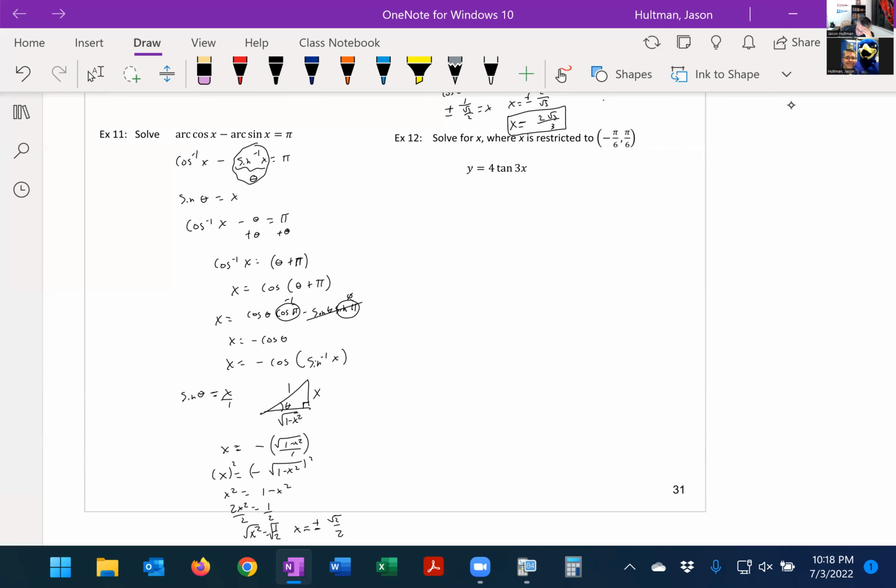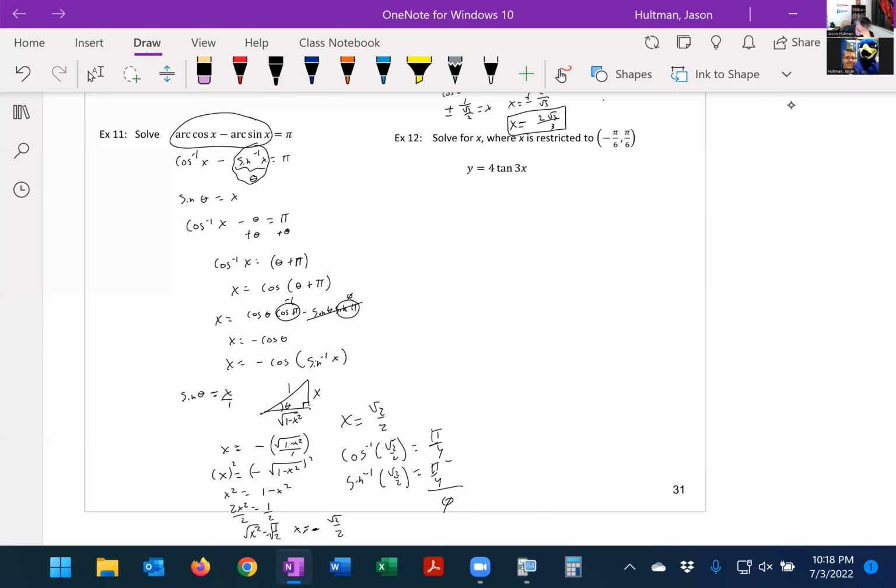If I take x equals radical 2 over 2, the arc cosine of radical 2 over 2 is pi over 4. The arc sine of radical 2 over 2 is pi over 4. If I subtract the two of those, I would get 0. So that doesn't work. The positive is not going to work there. What about the negative? Does the negative radical 2 over 2 work?